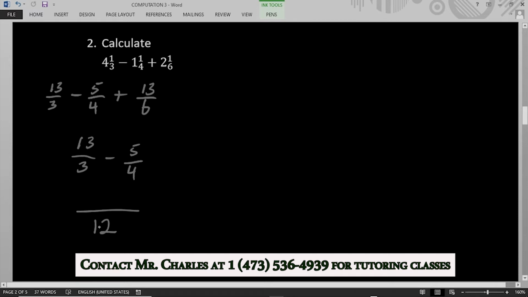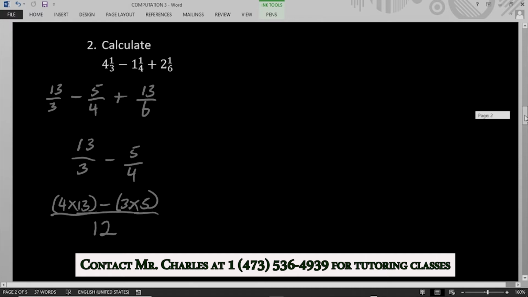3 into 12 is 4, and then we take 4 and multiply it by 13, and then we subtract 3 times 5. So 4 into 12 is 3, and then the 3 times the numerator, which is 5. Now 4 3s are 4 times 13.